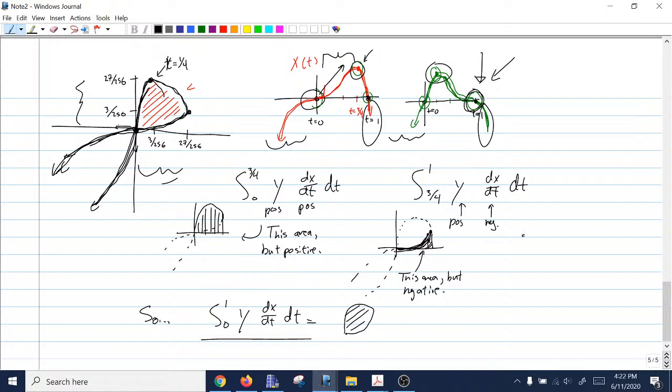Let's move on to the next section. The next section is about polar coordinates. Have you heard of polar coordinates before? They're great.